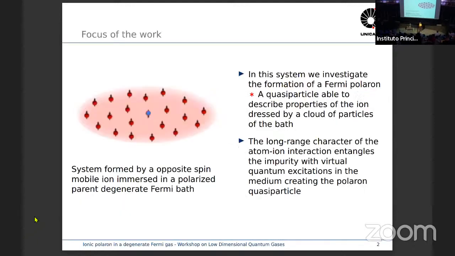So I was saying this cartoon here shows what we are studying. We have an ideal Fermi gas polarized in one of the directions, and we put a down spin ion in this bath. Eventually, we will put two ions in this bath, but most of our results will be for just a single ion in the down spin state. So this ion will attract the atoms in the bath, and they will form what is called a quasi-particle, a Fermi polaron in this context.